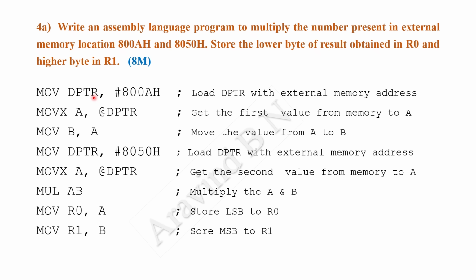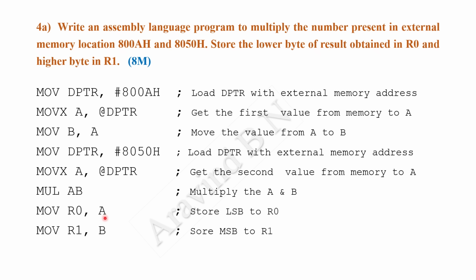Therefore, we have to make use of the DPTR in order to fetch the data and as a memory pointer. So first DPTR is loaded with the required memory location. Then the first data is moved to the accumulator and stored to B. We take the second memory location, fetch the data from it, and perform the multiplication operation. Once you multiply the values, the result will be available in A and B only.